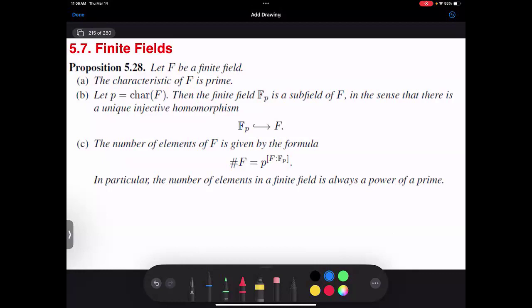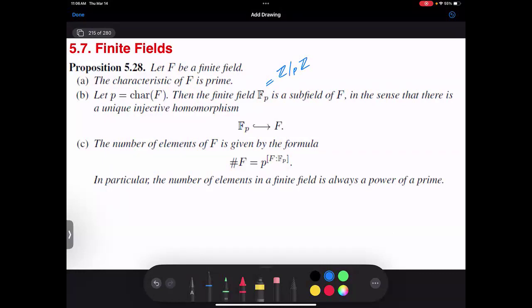Then the finite field F_P, which is a very special field, this is just Z mod PZ, is a subfield of F in the sense that we can basically embed it somehow. And then for any finite field, the number of elements is just P to a power.